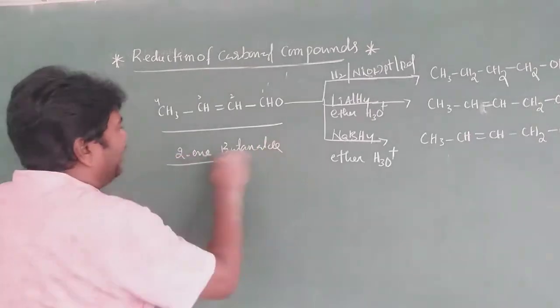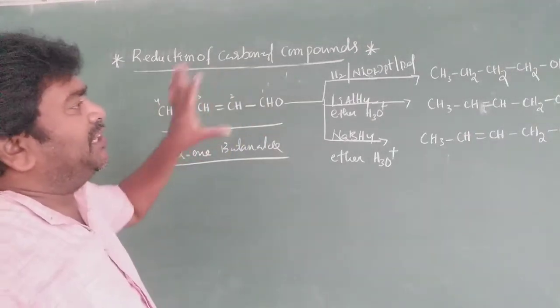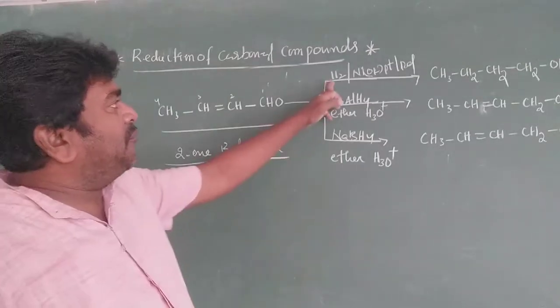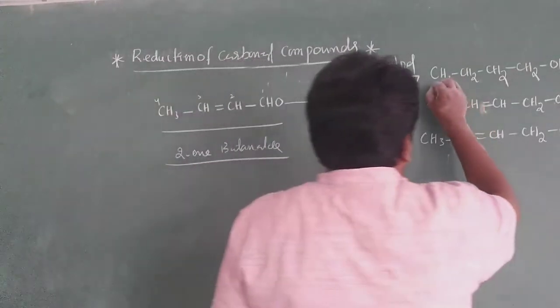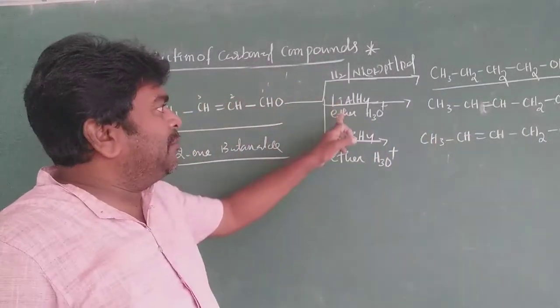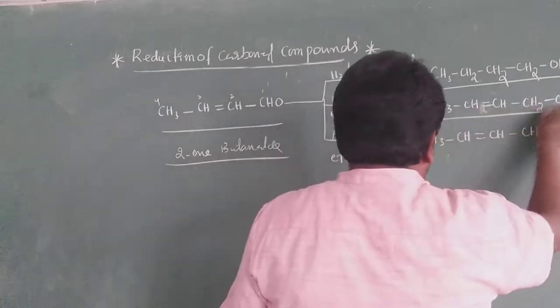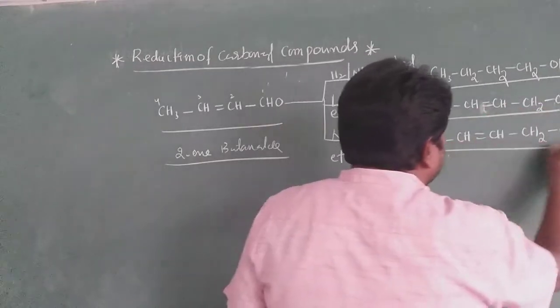Butenaldehyde, that is 2-butenal, undergoes reduction. In the presence of H2, we can produce a saturated alcohol. In the presence of lithium aluminum hydride, you can form an unsaturated alcohol. Both conditions give alcohols.